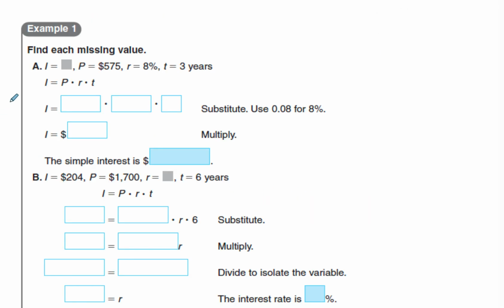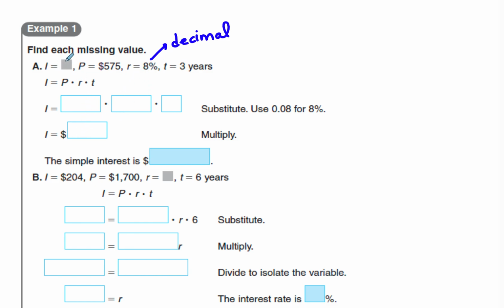All right, so let's go ahead and practice using our formula. So here it says find each missing value. Interest, we don't know. Principal is $575. Rate is 8%. Time is 3 years. Remember, this percent, when we put it into the formula, we need to make sure it's in decimal form, just like every other percent equation.